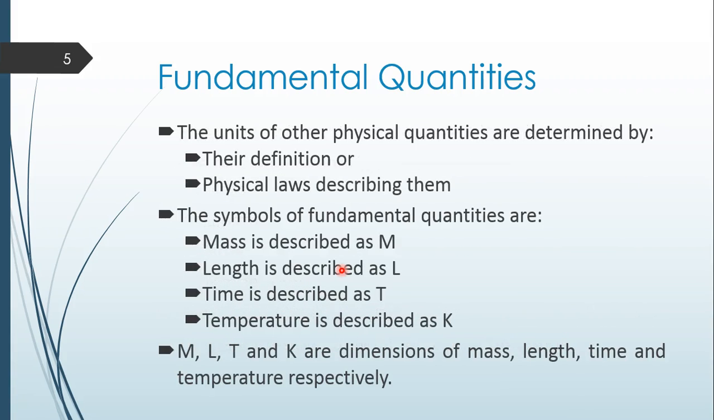The units of other physical quantities are determined by their definition or by laws describing them. The symbols of fundamental quantities are: mass is described as M, length is described as L, time is described as T, and temperature is described as K. M, L, T, and K are dimensions of mass, length, time, and temperature respectively, also known as the fundamental dimensions.